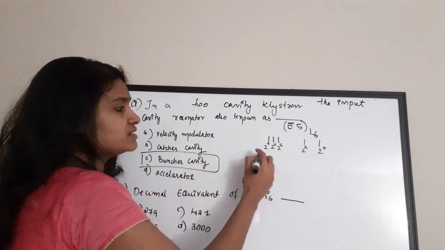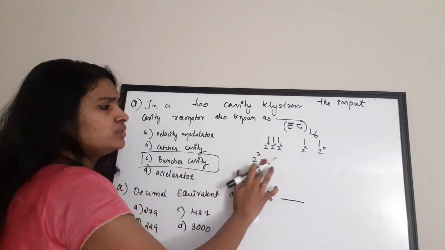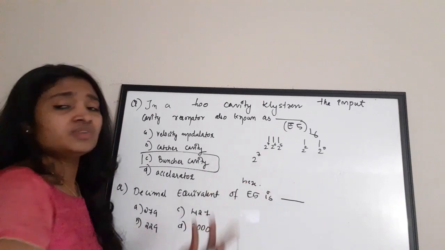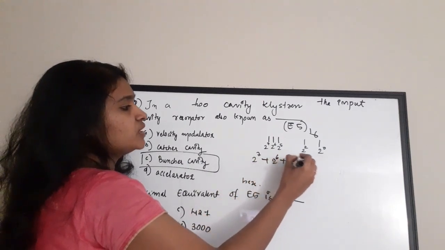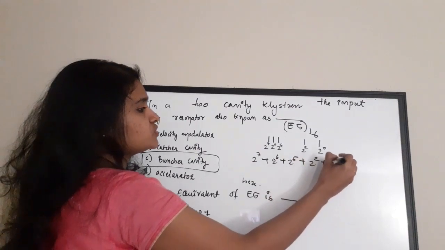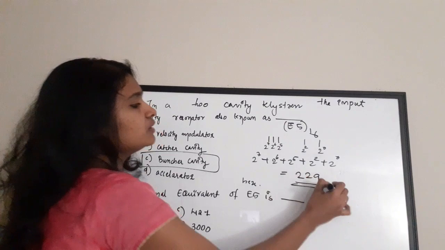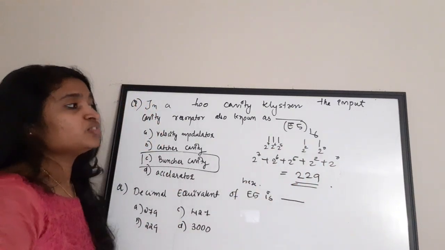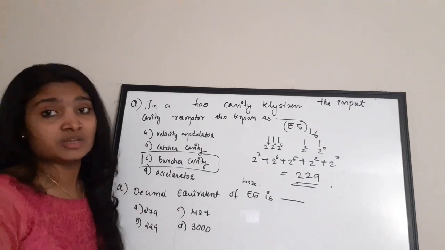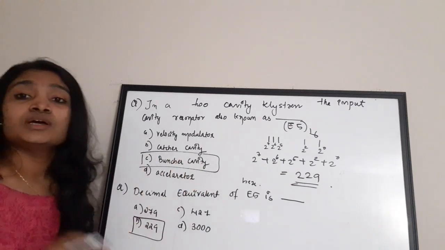Now I'm going to add these numbers. That is 2 raised to 7 into 1, plus 1. No need to multiply with 1, right? Because we know that it is the same. So 2 raised to 7 plus 2 raised to 6 plus 2 raised to 5 plus 2 raised to 2 plus 2 raised to 0. And if you add this, you will get 229 as your answer. So this is how easily you can convert a number from hex to decimal format. So the correct answer is option B, which is 229.